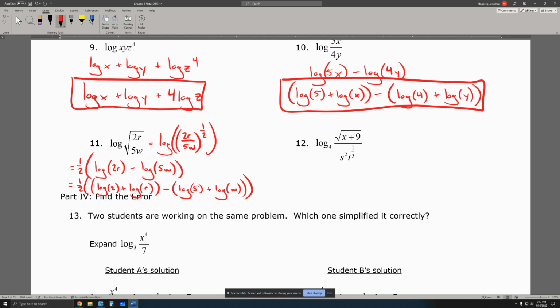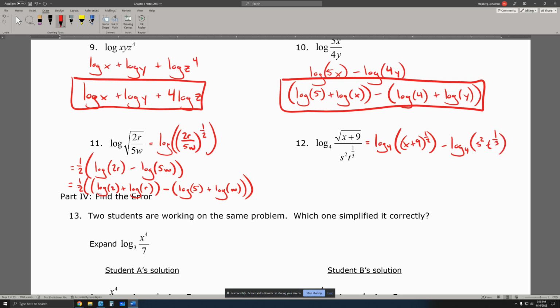Okay. Number 12, here we have the numerator is raised to the 1/2 power, and then we've got a few things in the denominator. So this is equal to log base 4 of, let's start with the quotient. So we'll say x plus 9 to the 1/2, and then we're subtracting log base 4 of s squared t to the 1/3. All right.